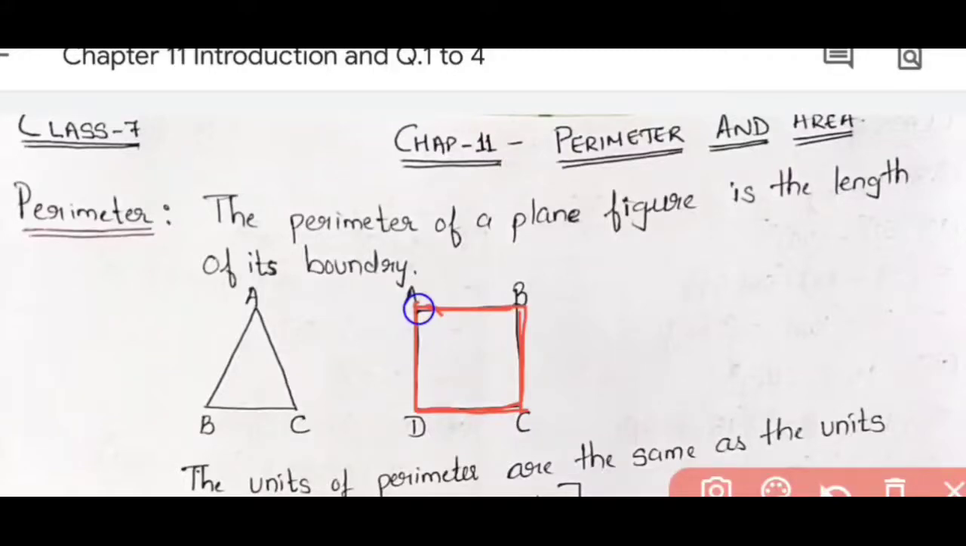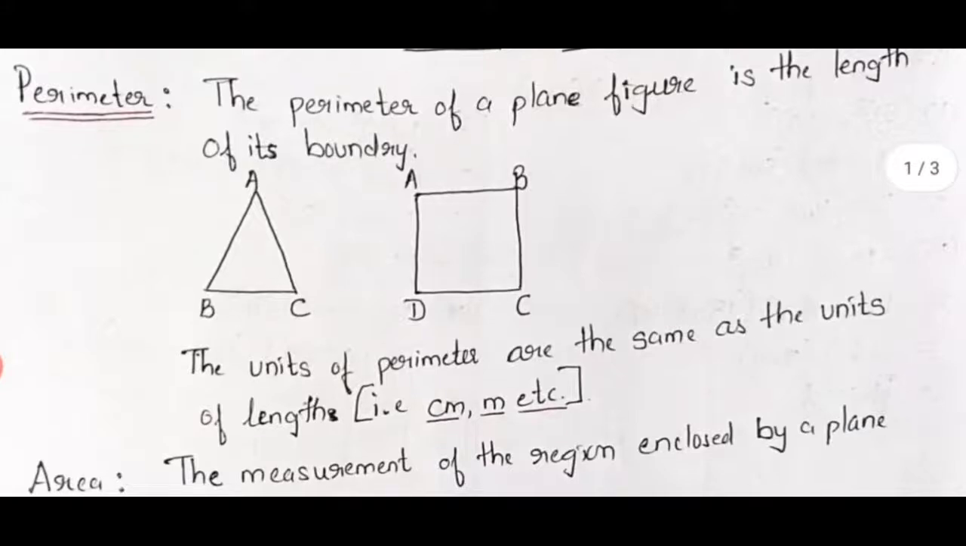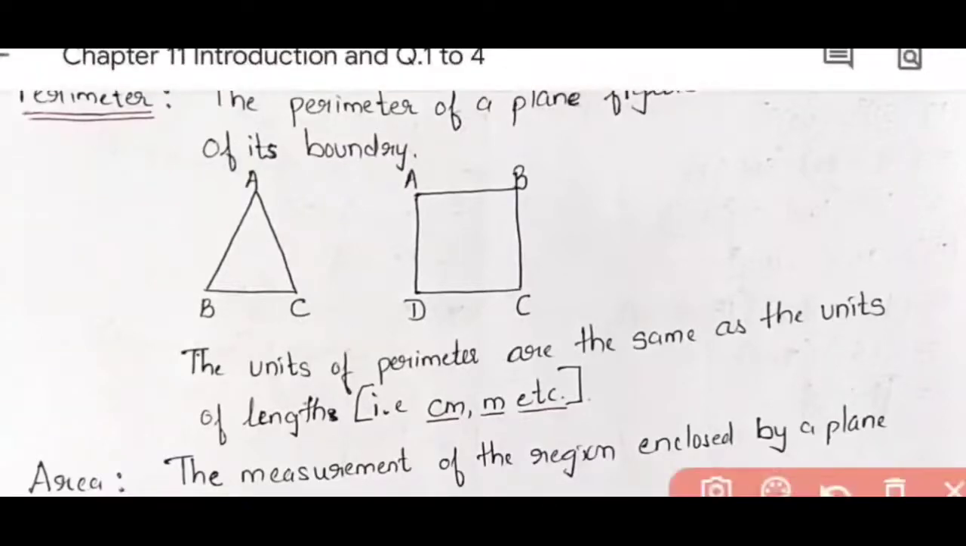Now the units in which it is expressed. The perimeter is expressed in units like centimeter, meter, etc. It is the same as that of length. Length is also expressed in centimeter, meter, kilometer, etc. Right?